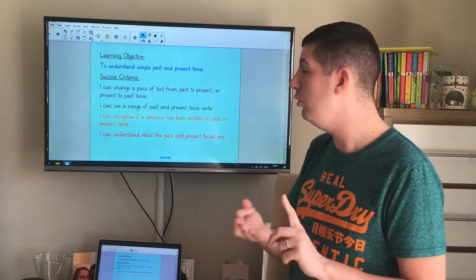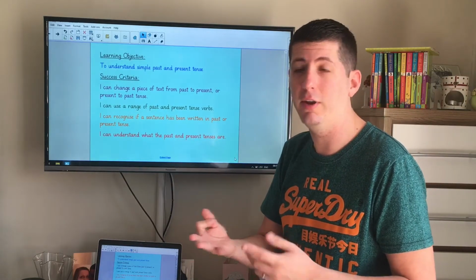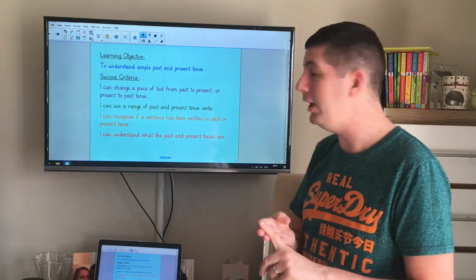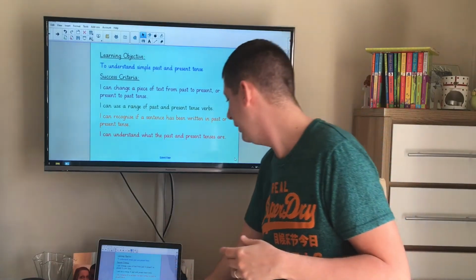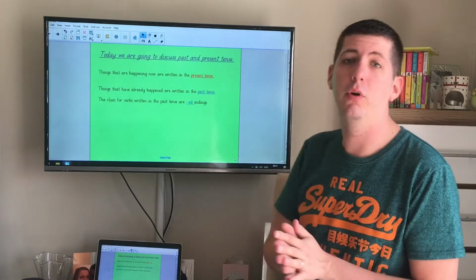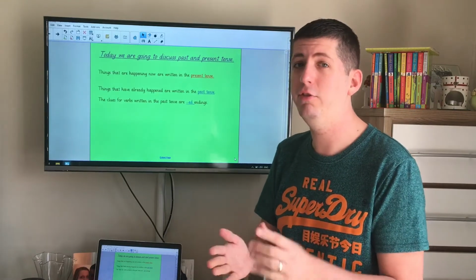We're going to see if we can use a range of past and present tense verbs, because verbs is what we need to understand what the tense is. And we're going to see if we can change a piece of text from present to past or past to present, either way round. So, first of all we need to know what the past and the present tense are. I'm sure you already got some kind of idea about what they are, but let's just recap.